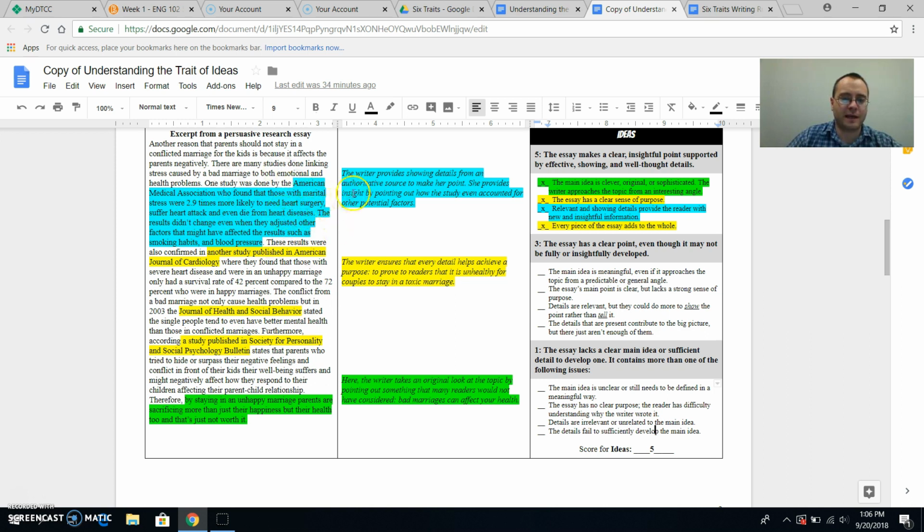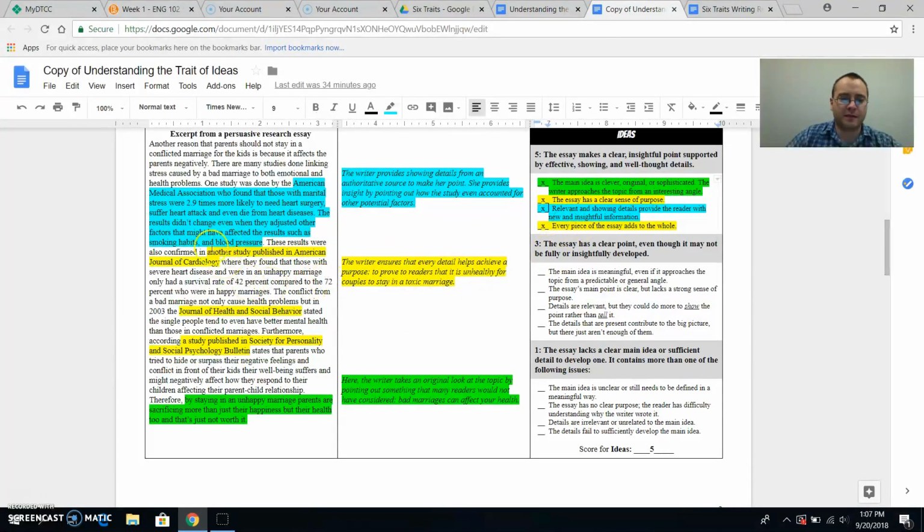So when I read that, I thought, okay, the writer is showing details from an authoritative source to make her point. She provides insight by pointing out how the study even accounted for other potential factors. And that's why I marked this one right here: relevant and showing details provide the reader with new and insightful information. Okay. So I color-coded these examples to help you make a connection between the left column, the middle column, and the right-hand column.